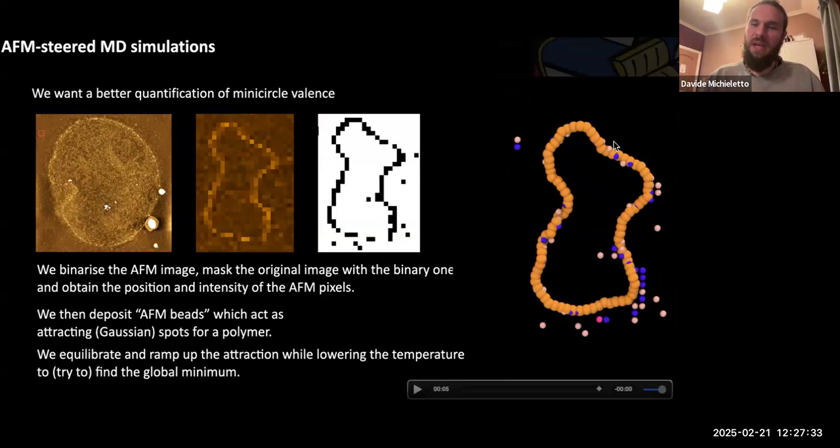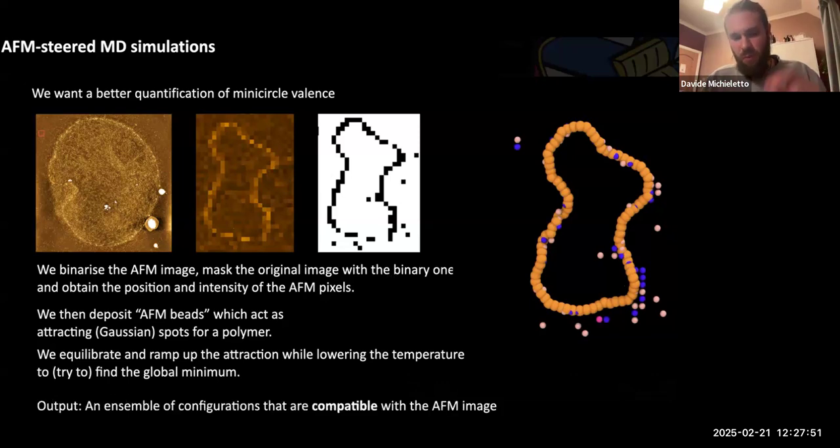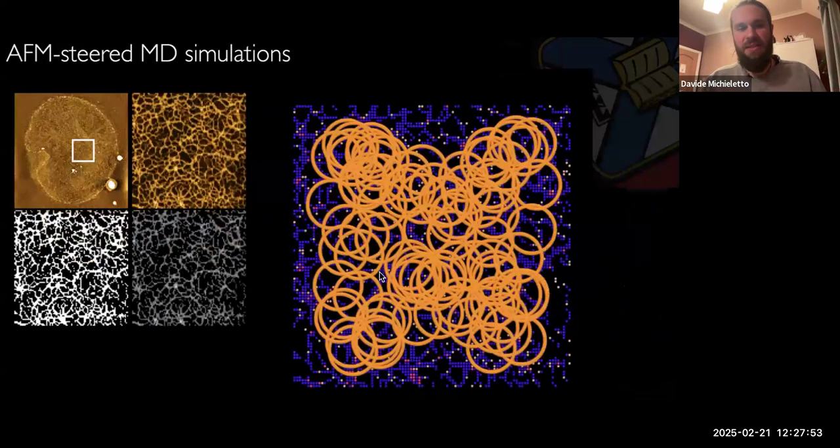Okay, and here you can tell that eventually, if you run the simulation and you quench the temperature, at some point this orange ring looks very similar to the one from the AFM, which is great. It's simple. But this was just a test. What we actually want to do is do it on the complicated system.